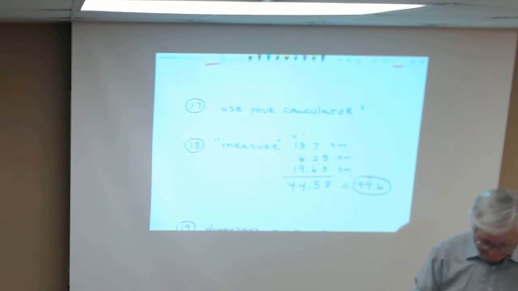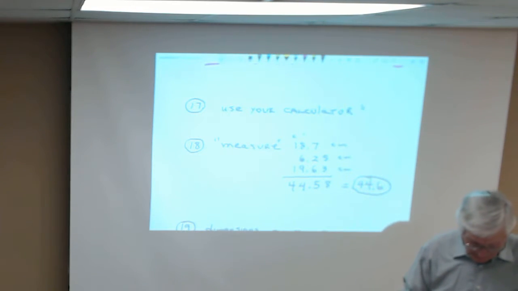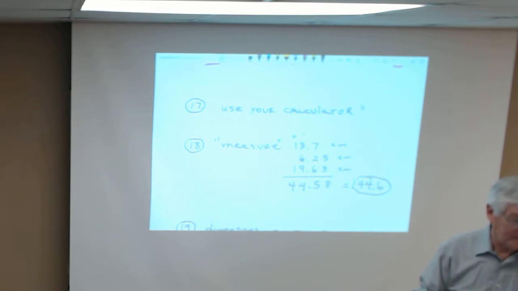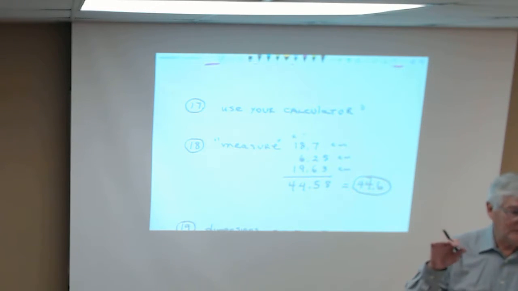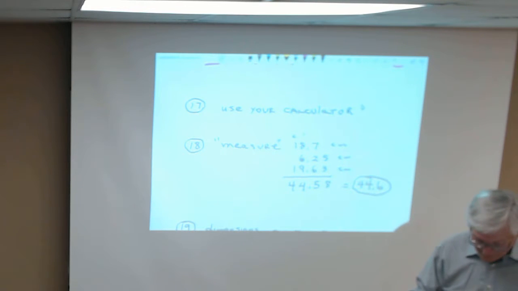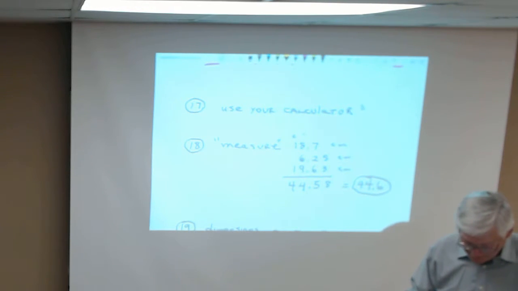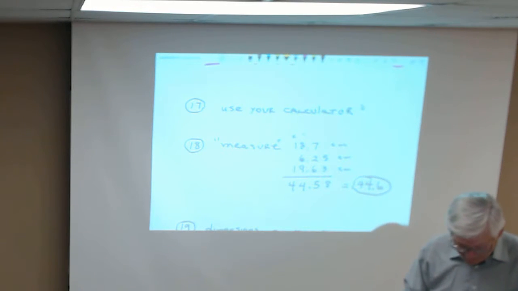Number 17. Perform the indicated operations. Just get your calculator out and punch those numbers in with decimals and work them. Does anyone have a question about one of those? The first one you add them, the second subtract, the third you multiply, and the fourth you divide.